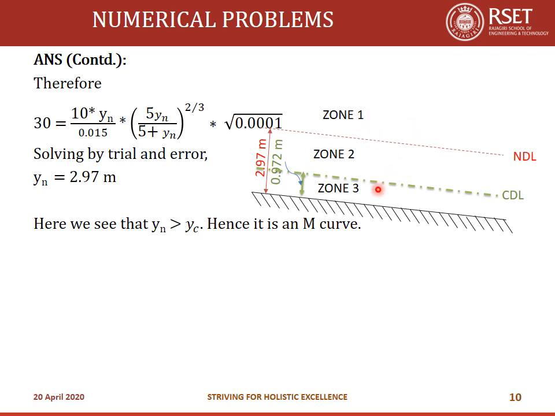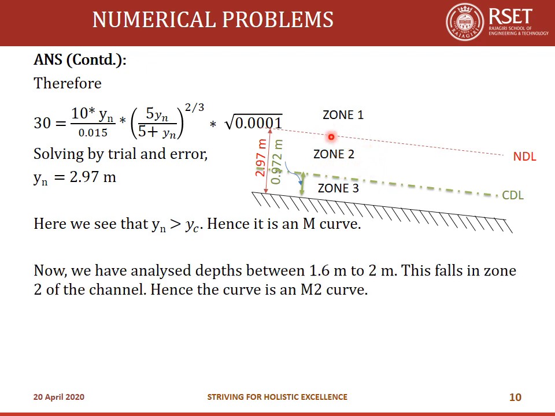In zone 1, zone 2 or zone 3? If you remember, we had checked for the profile from 1.6 meter to 2 meter. 1.6 meter to 2 meter falls in zone 2 of the mild slope. So since we have analyzed the depths between 1.6 to 2 meter, it falls in zone 2. Hence the curve of water flow would be M2. It would be an M2 profile.